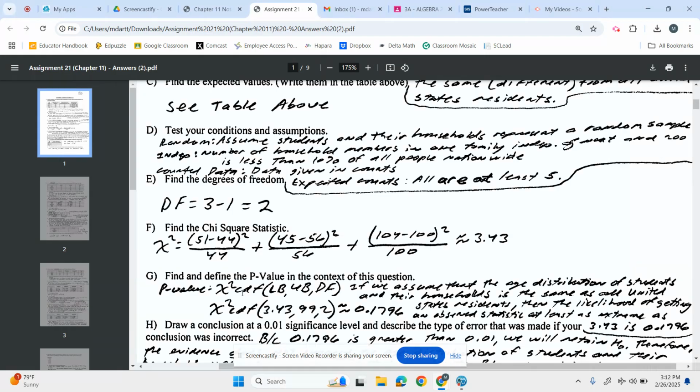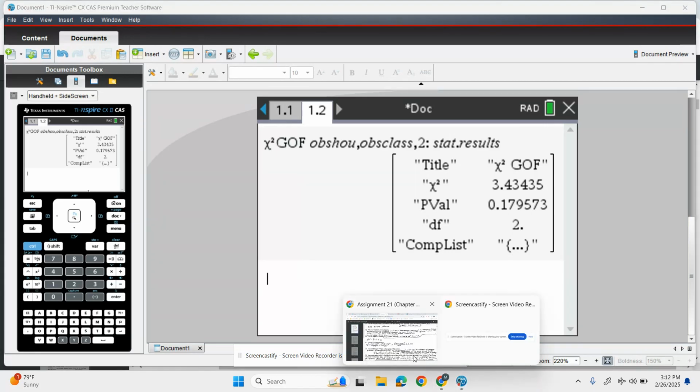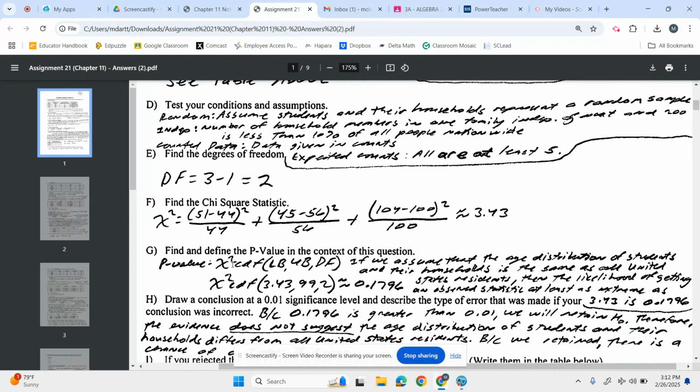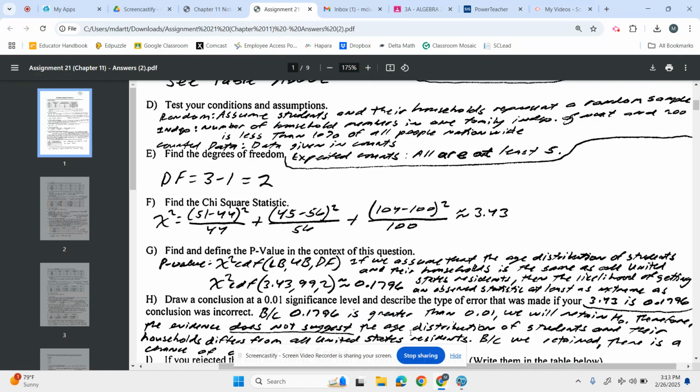All right, now we have to show the work for the p-value. We already know the p-value is 0.1796. We just need to show it now. So the work is just chi-squared CDF, lower bound, upper bound, degrees of freedom. We already said the degrees of freedom was 2. Now I put 99 here. You can just put infinity. And then our lower bound is always our chi-squared statistic, and then we just write it. We don't actually have to type this into our calculator. We already did. We know what it is from this right here. It's 0.1796, okay?